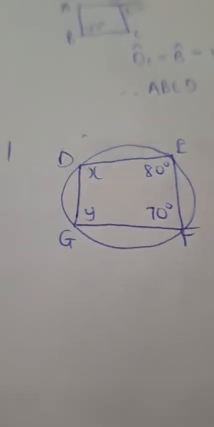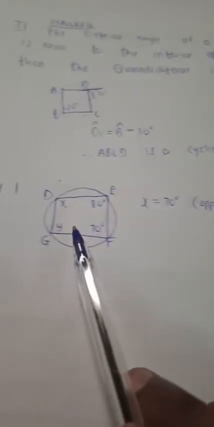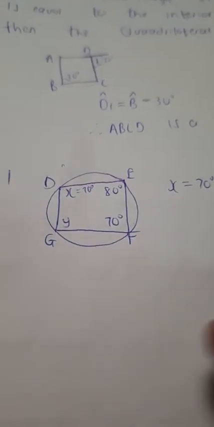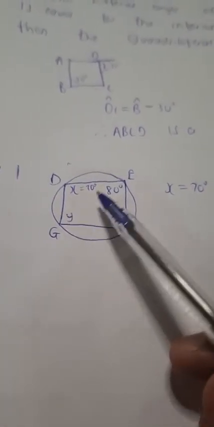So what's the value of X? X is opposite 70 degrees. So we say X is equal to 70 degrees. What's the reason? Opposite angles of a cyclic quad. Done. X is equal to 70. Update the diagram. What about Y? Angle G is opposite angle E. So Y is equal to 80 degrees. Reason? Opposite angles of a cyclic quad.